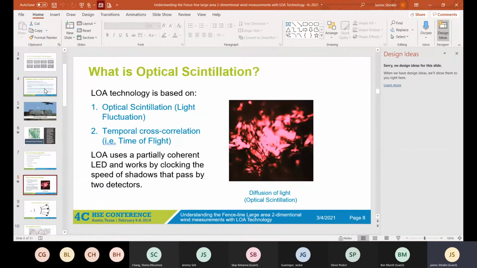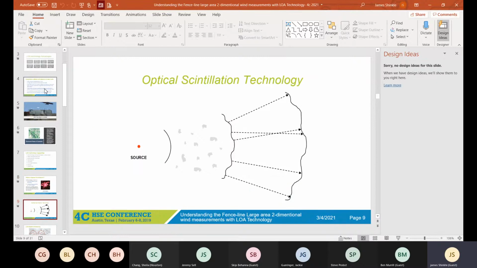When you think about optical scintillation, it's basically fluctuations in light and then temporal cross correlation, so time of flight. So if you think of when you look up at a star twinkling, you see that temperatures in the air cause scintillation. So that's what we're kind of measuring, is that thermal turbulence in the air, which the detectors, which are like 6 inches, can pick up little changes. So you'll see these pockets of air that go by.